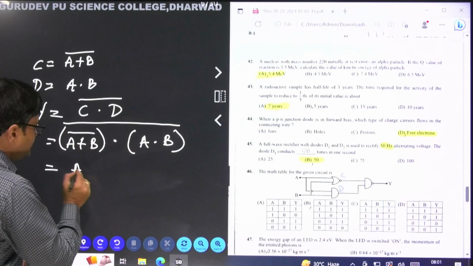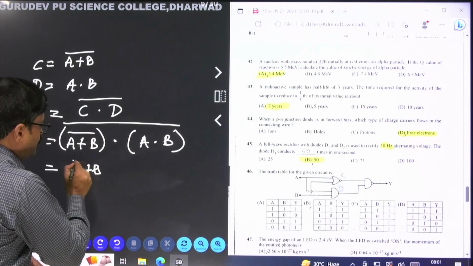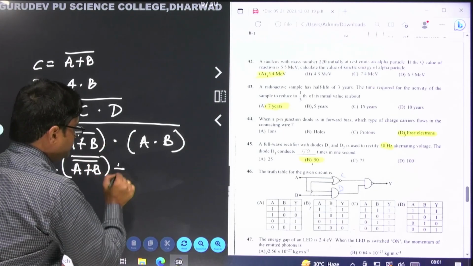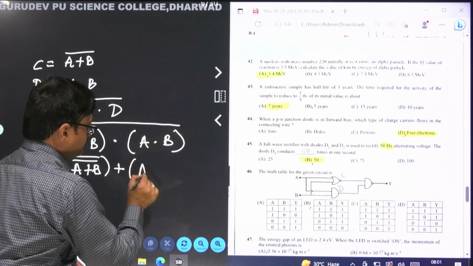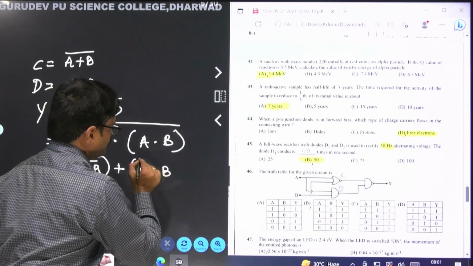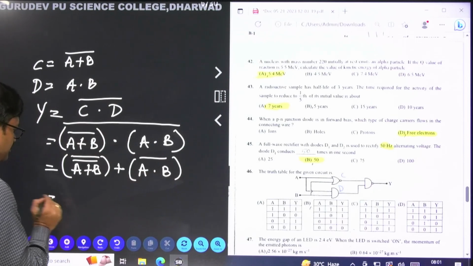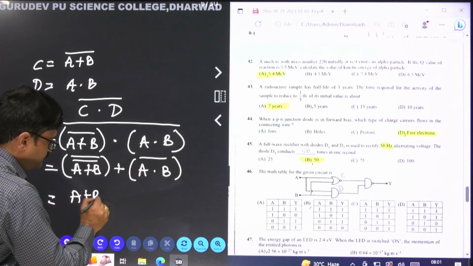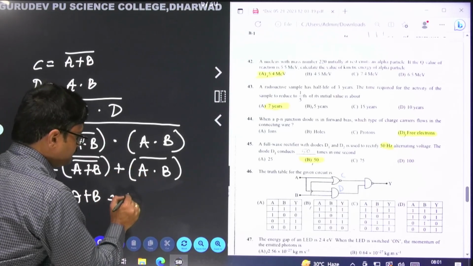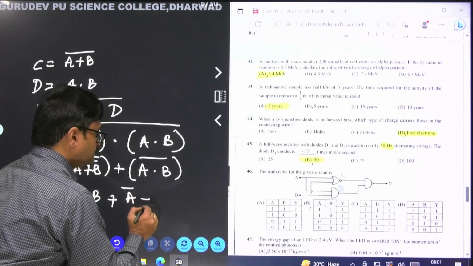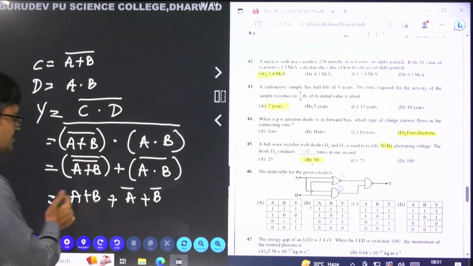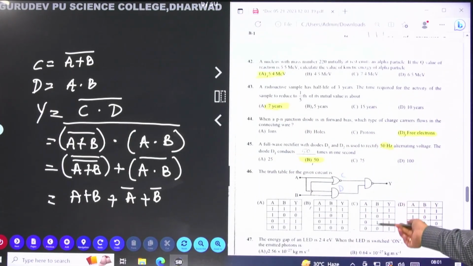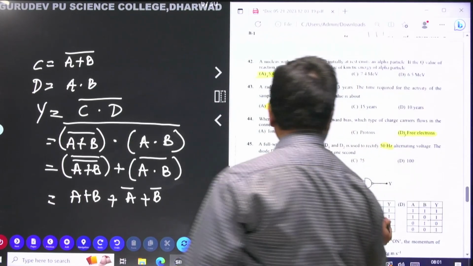So I'll write this as ((A + B)')' plus (A dot B)'. Now (A + B)' whole prime is A plus B again, and (A dot B)' is A prime plus B prime. If you consider this equation, my dear friends, as you can notice, option C matches here very easily, is it not?